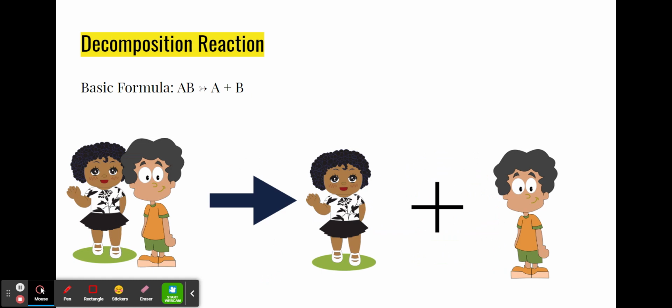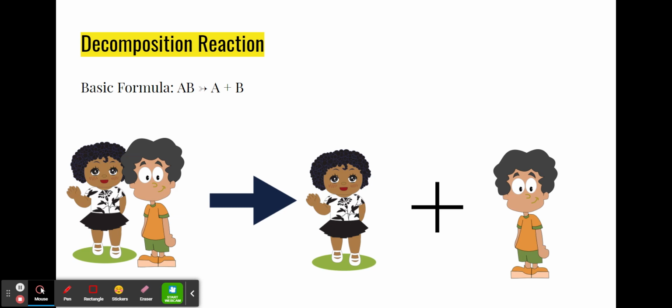Now we have decomposition. When you hear decompose, think break down. The basic formula is AB yields A plus B. So when trying to remember what a decomposition reaction is, always remember that you're starting with one reactant, which is going to be a compound, and then it's going to break apart into two separate things, sometimes even three separate things.